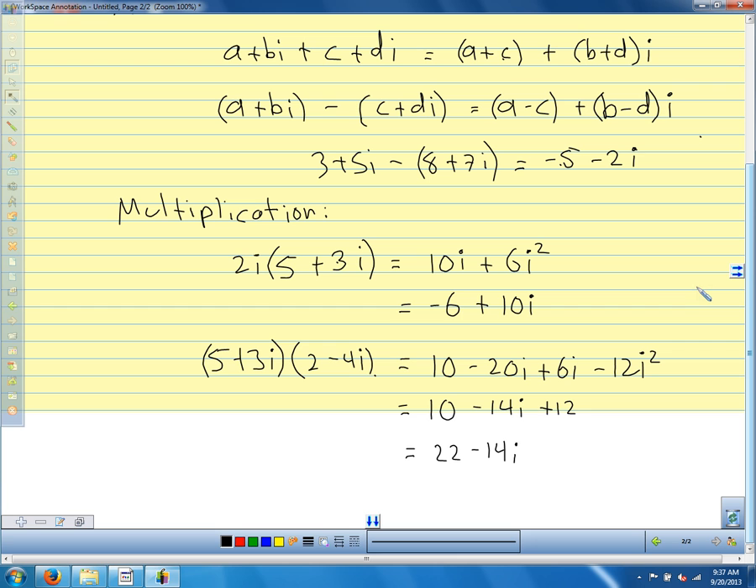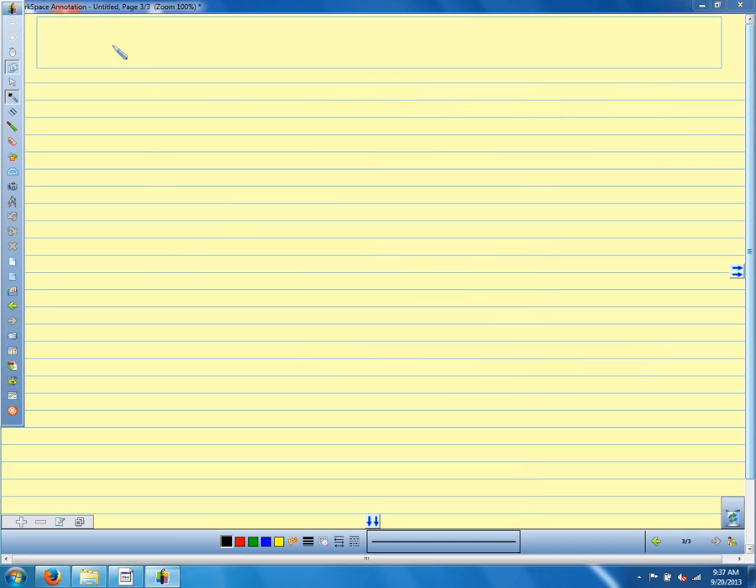Now we need to talk about division. We have our three major operations, but there's one thing we need to know about before we do division. Any questions before we go on? We all good on this? Complex conjugate.